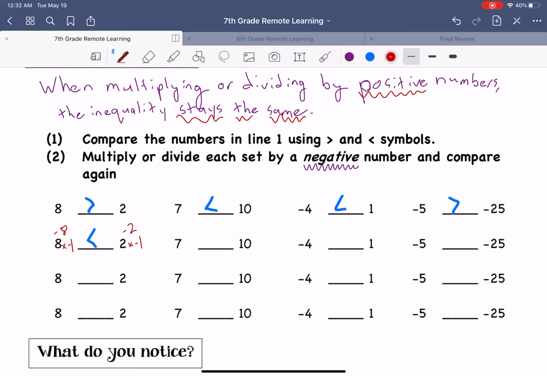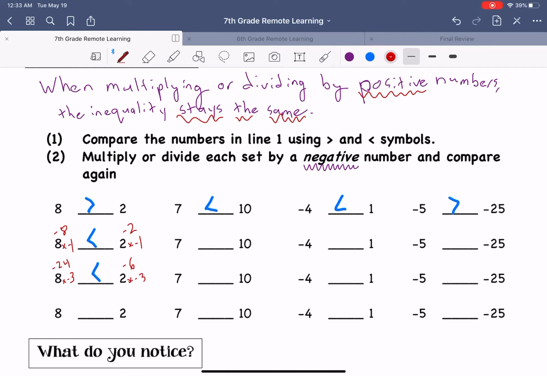Let's try a different negative number. Let's multiply by negative 3. So 8 times negative 3 is negative 24. 2 times negative 3 is negative 6. When I compare, negative 24 is less than negative 6. So it flipped again. Well, maybe it's just with multiplication.